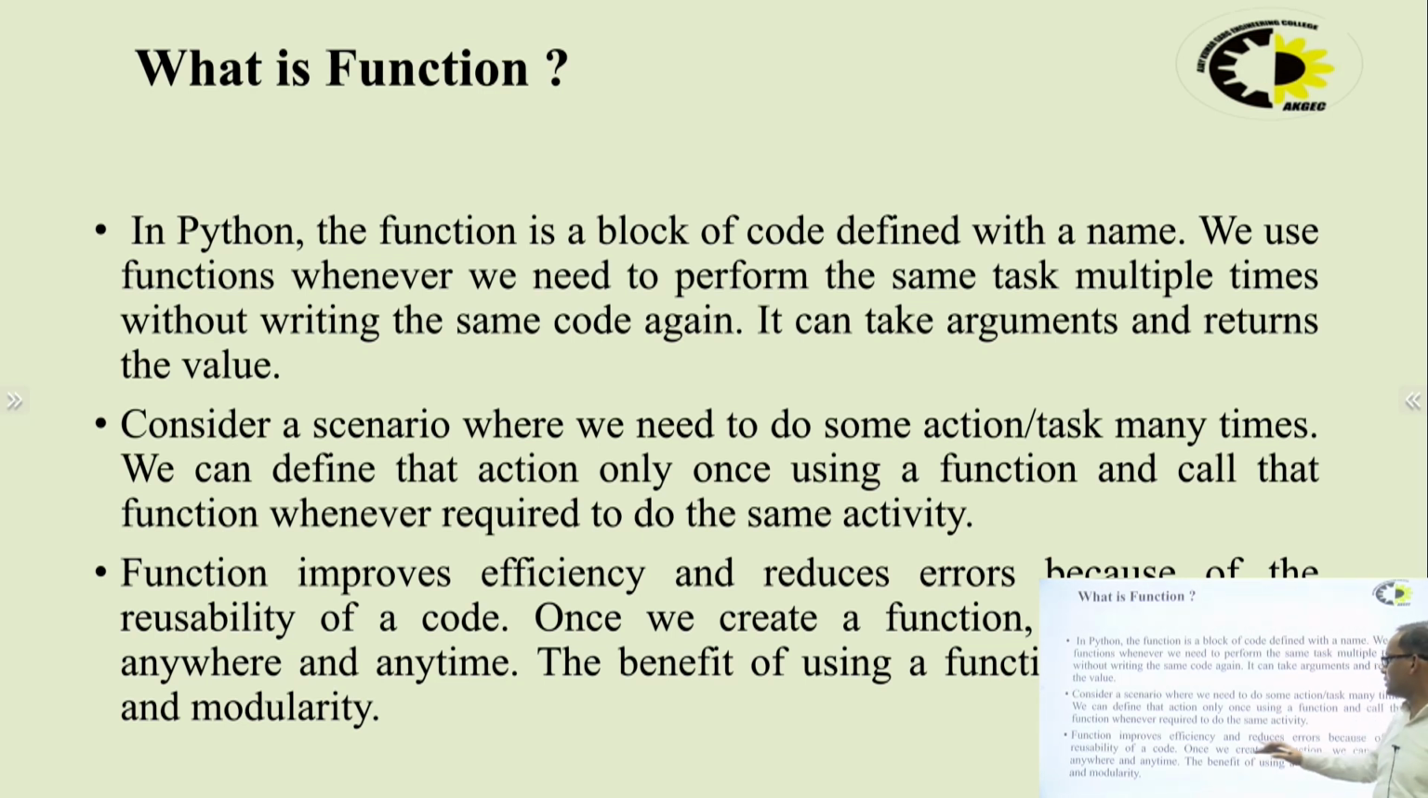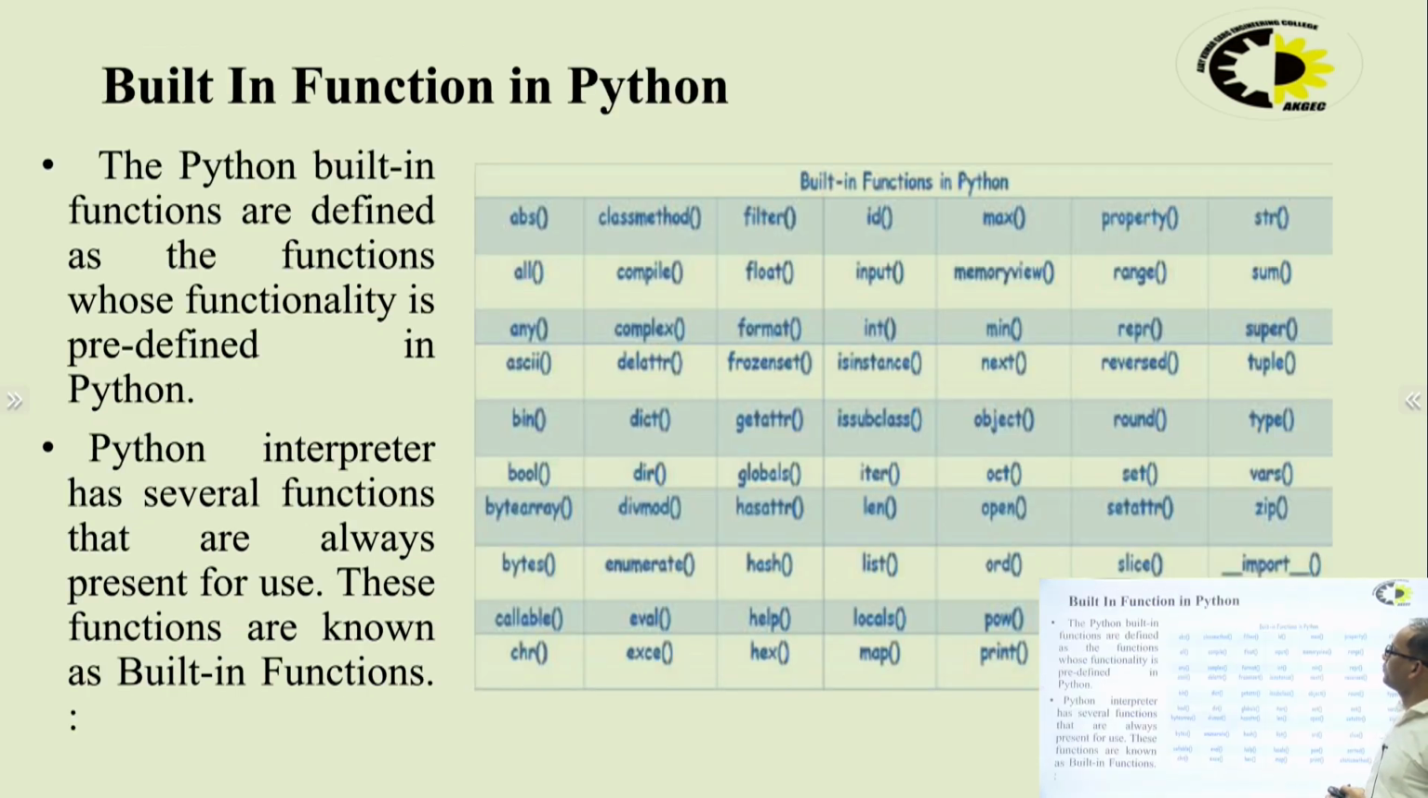Function improves efficiency and reduces errors because of the reusability of the code. Reusability is an important feature of any programming language. If a programming language supports the concept of reusability, it takes less time to write the code. Okay, so this is the function.